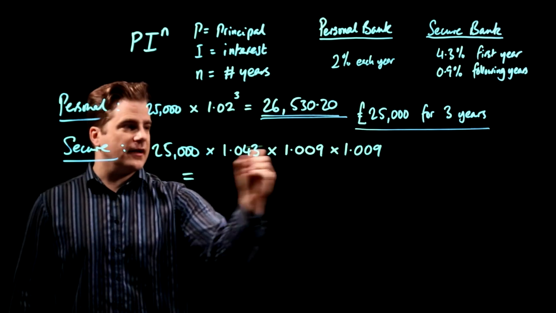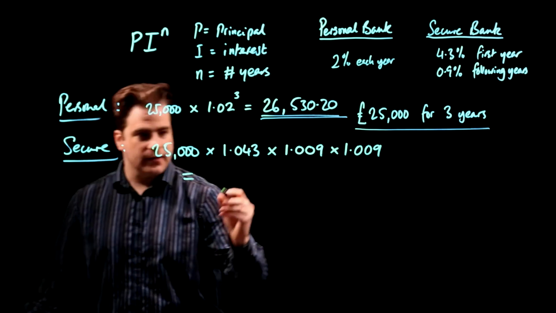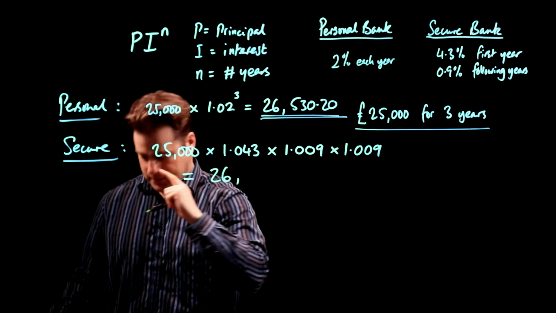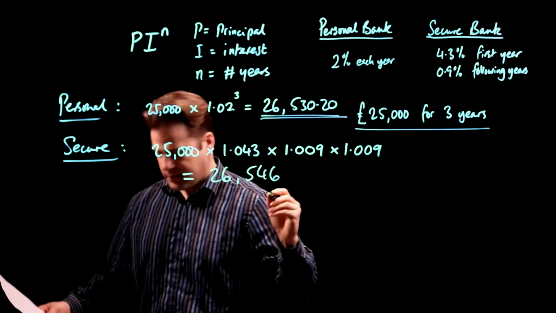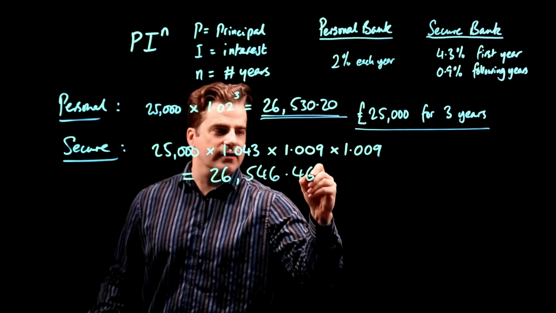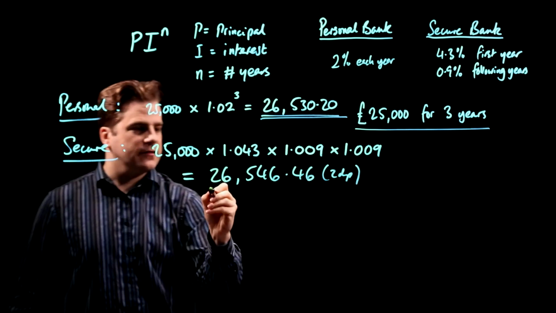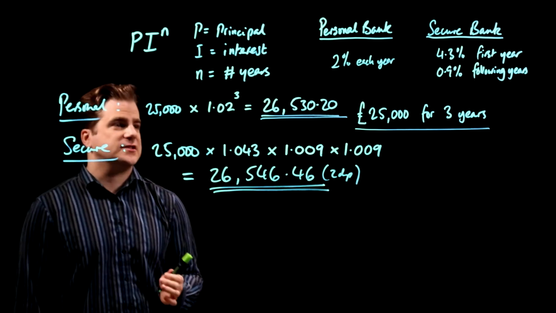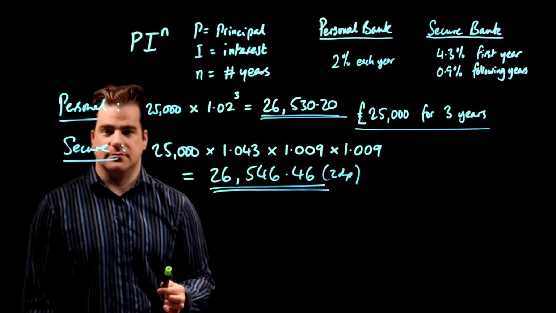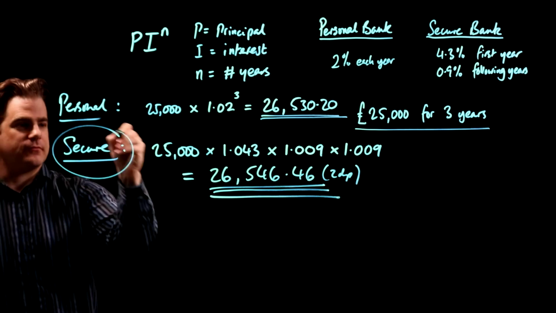So, stick that in your calculator, and you get 26,546.46 to 2 decimal places. So which one gives you more cash? This one does. The secure bank.